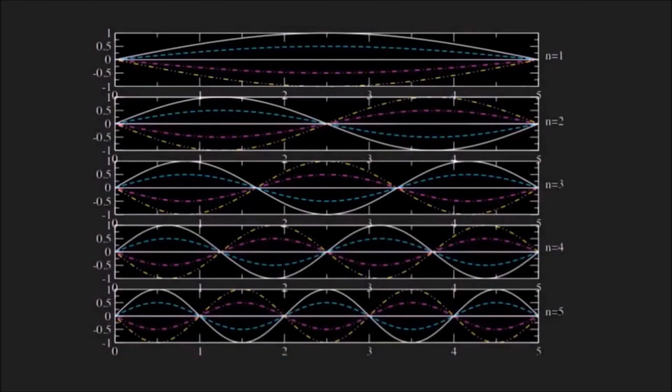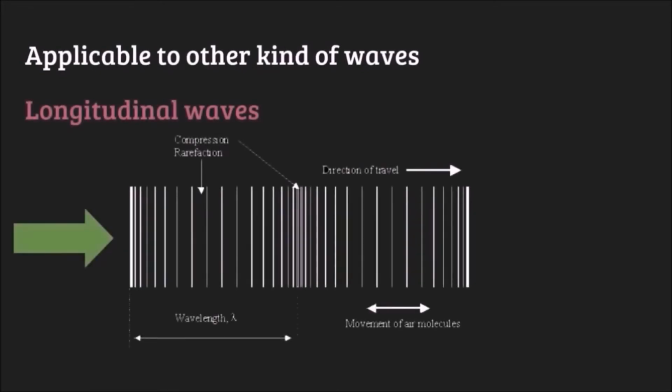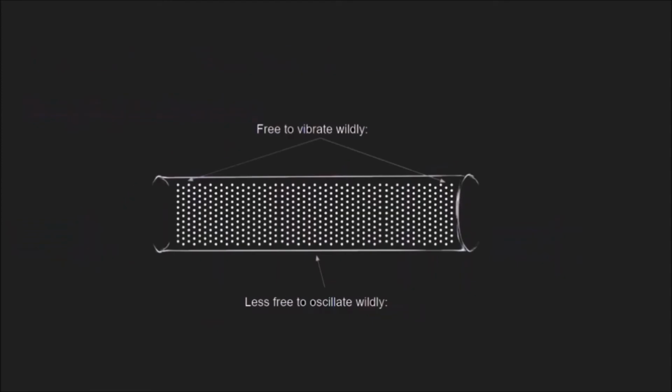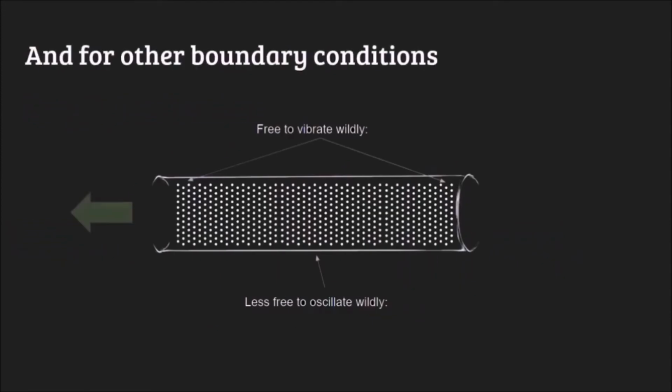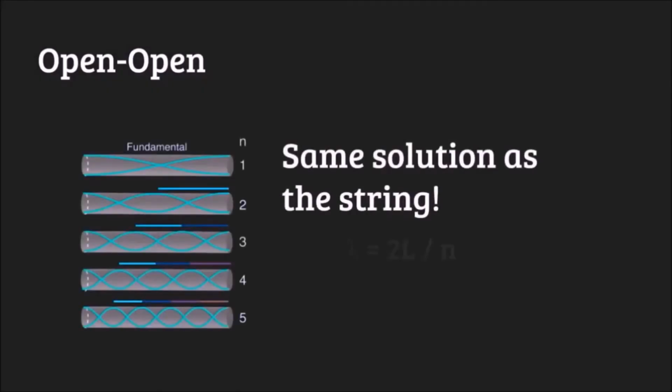This is also applicable to longitudinal waves and with other boundary conditions. Longitudinal waves take the form of periodic compressions along a medium, moving parallel to the direction of travel. In an open-ended tube, the air is free to oscillate at both ends at maximum amplitude in a standing wave. Therefore, the ends of the tube must have antinodes. By imposing this condition, we reach the same result as for a closed-ended string.